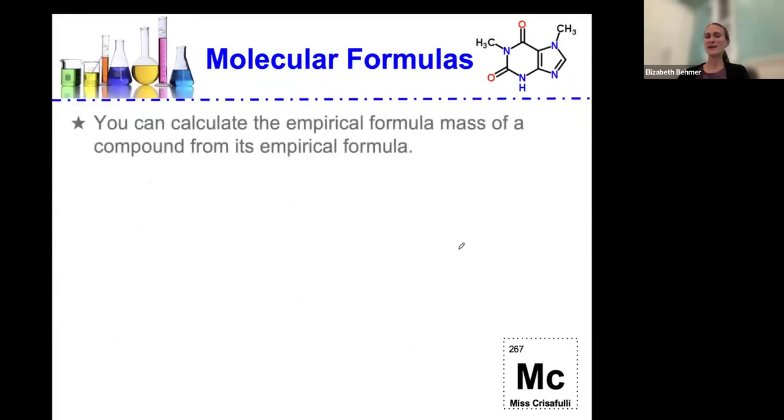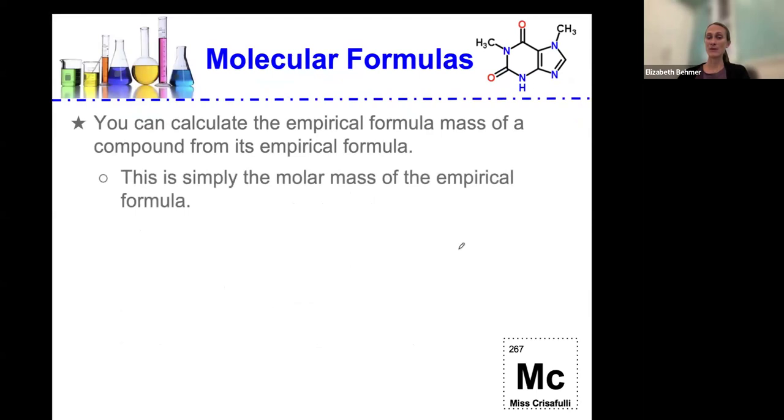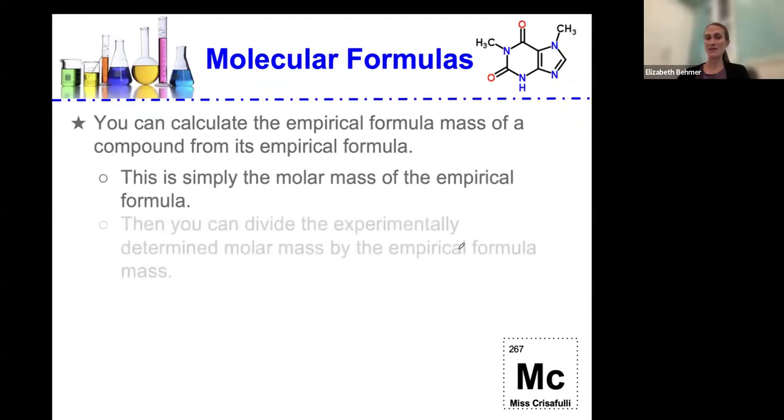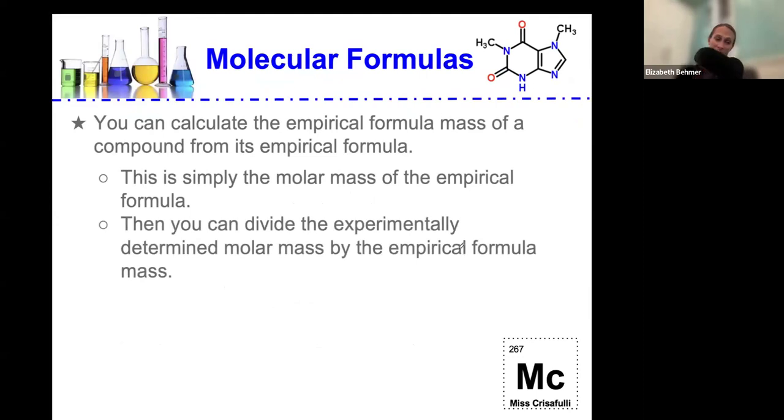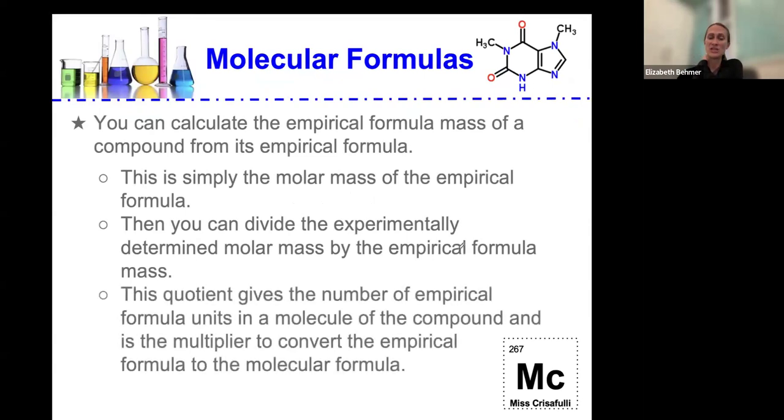So you can calculate the empirical formula mass of a compound from its empirical formula. This is simply the molar mass of the empirical formula, and then you divide the experimentally determined molar mass by the empirical formula mass. This quotient gives the number of empirical formula units in a molecule of the compound and is the multiplier to convert the empirical formula to the molecular formula.